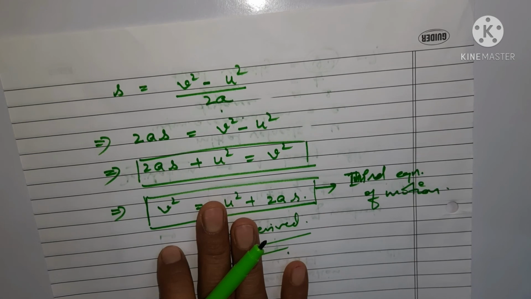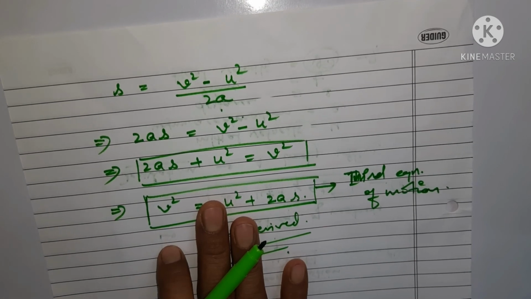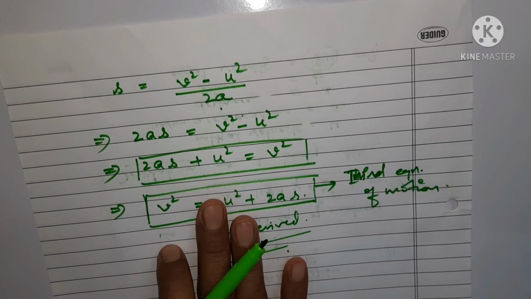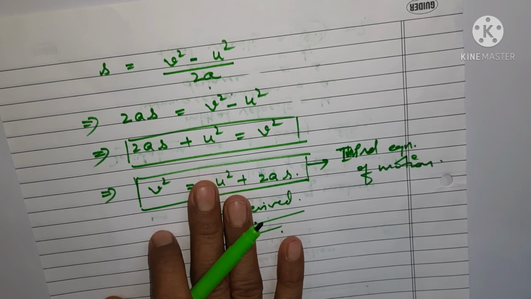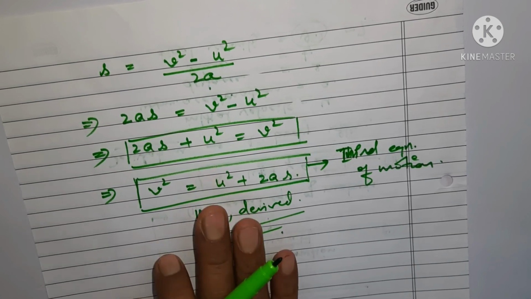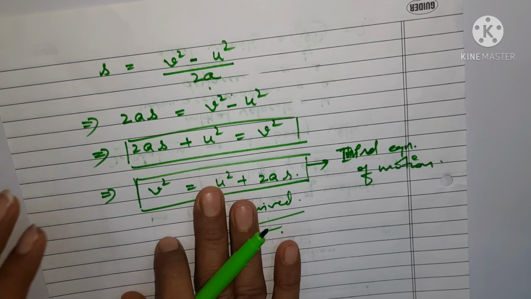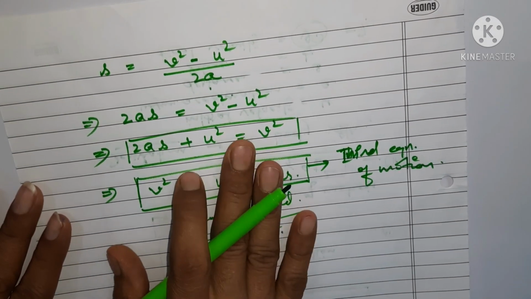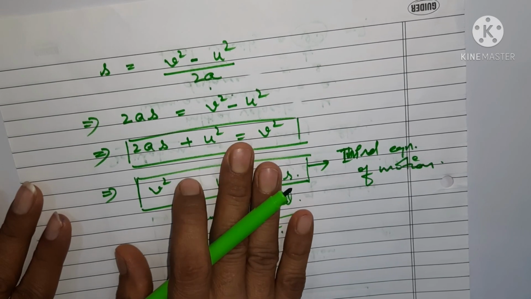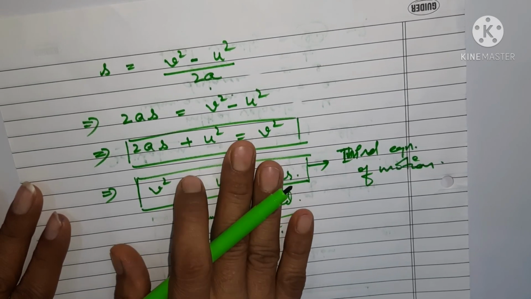All the three equations of motion are derived, and I hope you have understood all these three. Now we'll come up with the speed time graph and distance time graph, and after that I'm going to tell you how these equations can be graphically represented on paper. So till then, thank you.